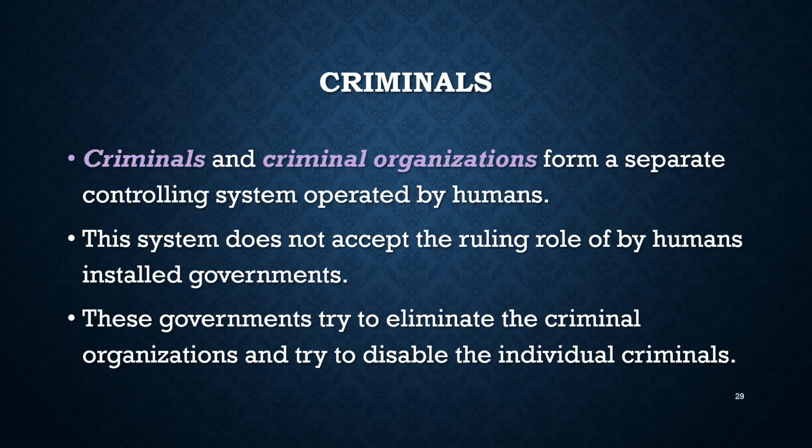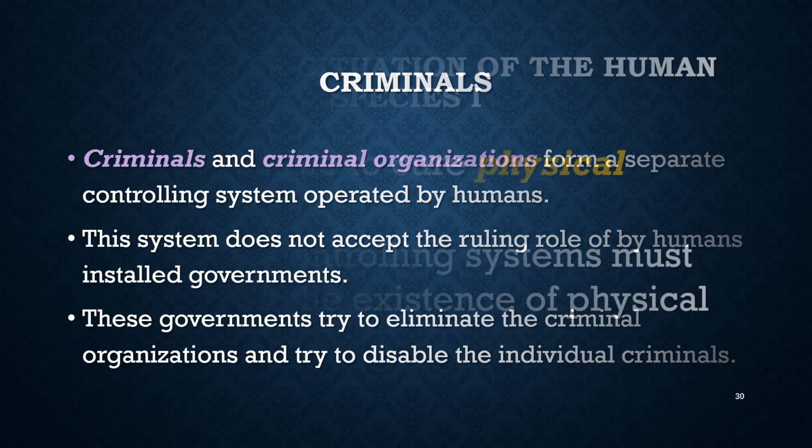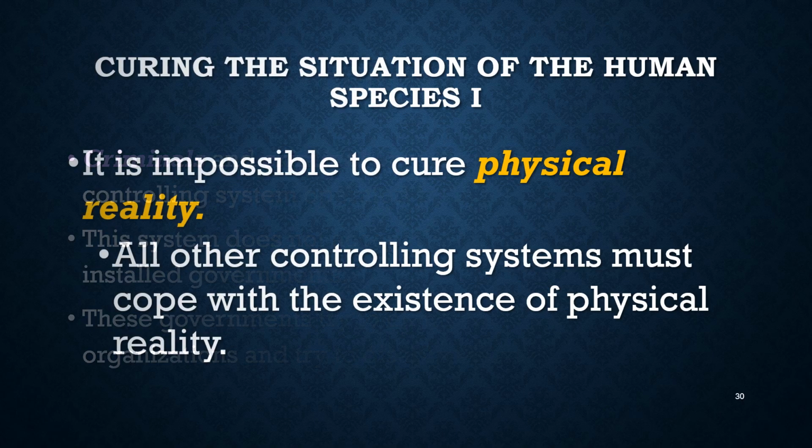Criminals and criminal organizations form a separate controlling system operated by humans. This system does not accept the ruling role of the governments installed by humans. These governments try to eliminate the criminal organizations and try to disable the individual criminals. It is impossible to cure physical reality. All other controlling systems must cope with the existence of physical reality.